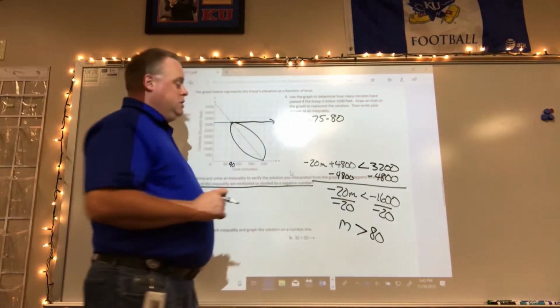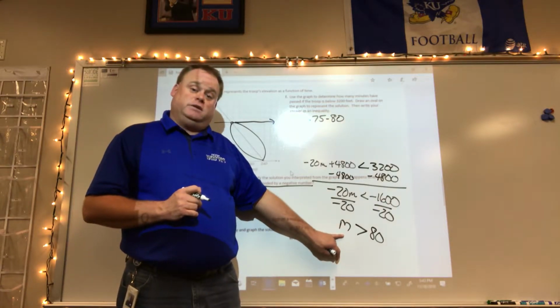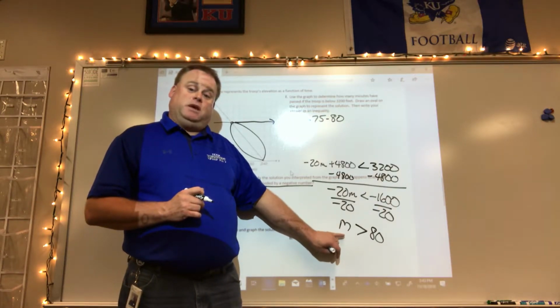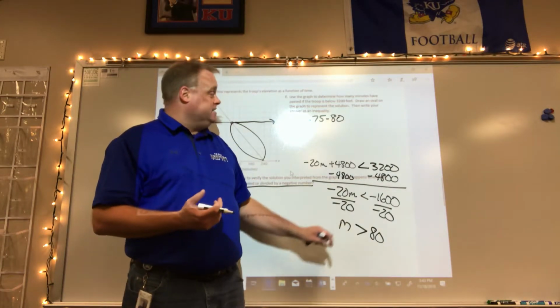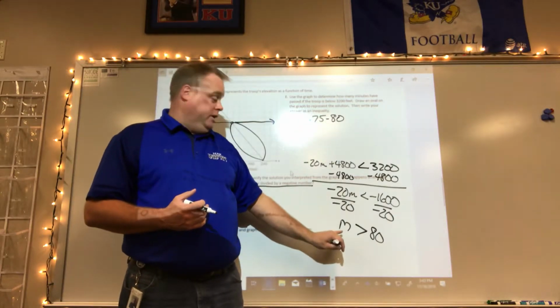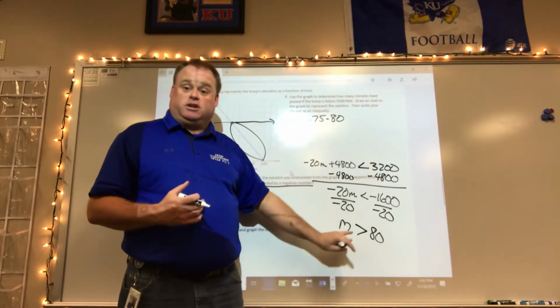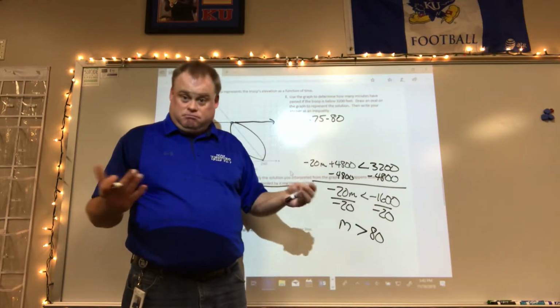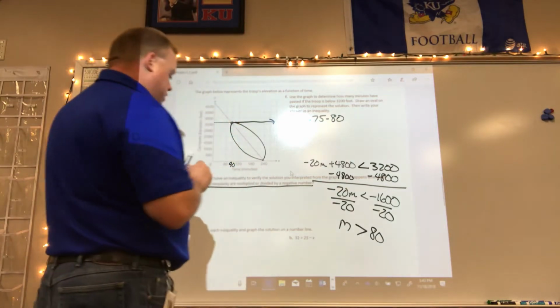And there it is. So I know in order to be below 3,200 feet that it will take me more than 80 minutes. Okay? And in this case, to be exactly 3,200, it would be greater than or equal to 80, right? But since it's below, I'm just going to be greater than 80. Make sense? All right. Go to the bottom.